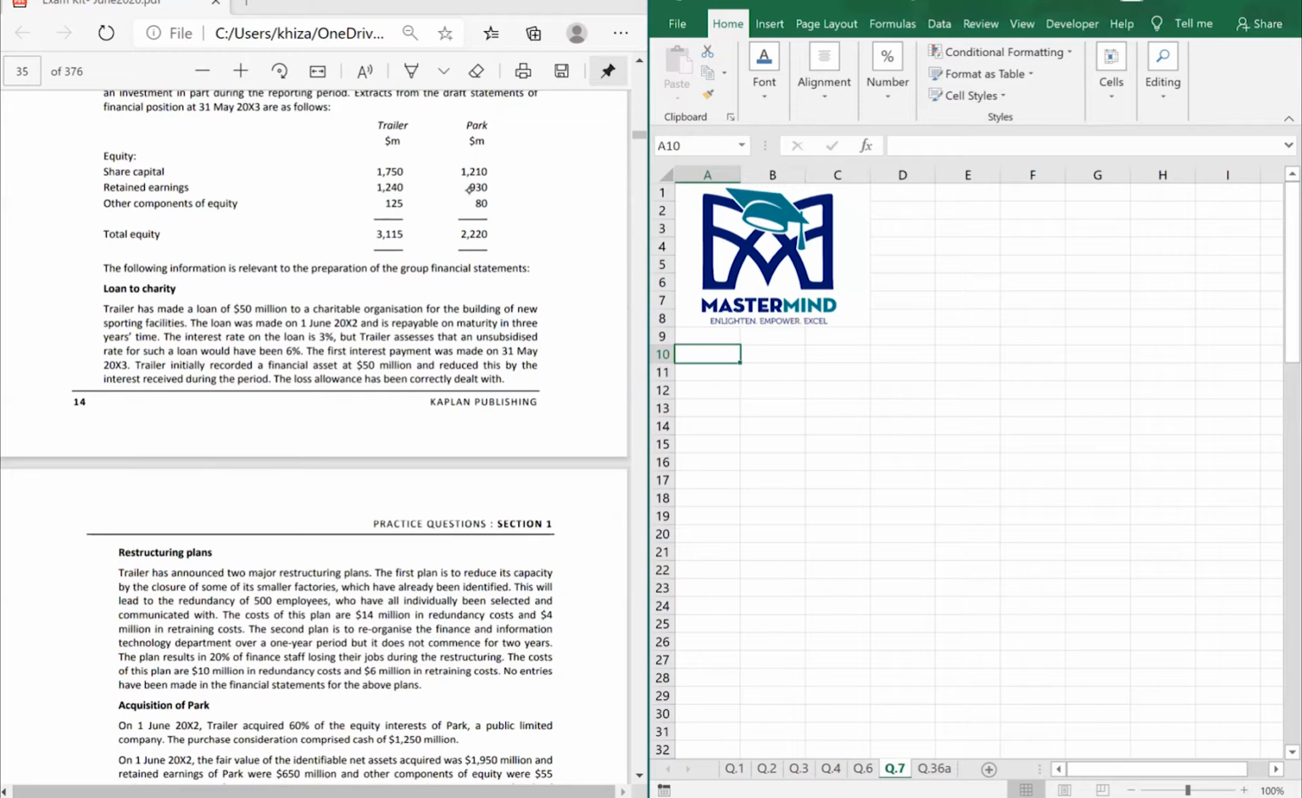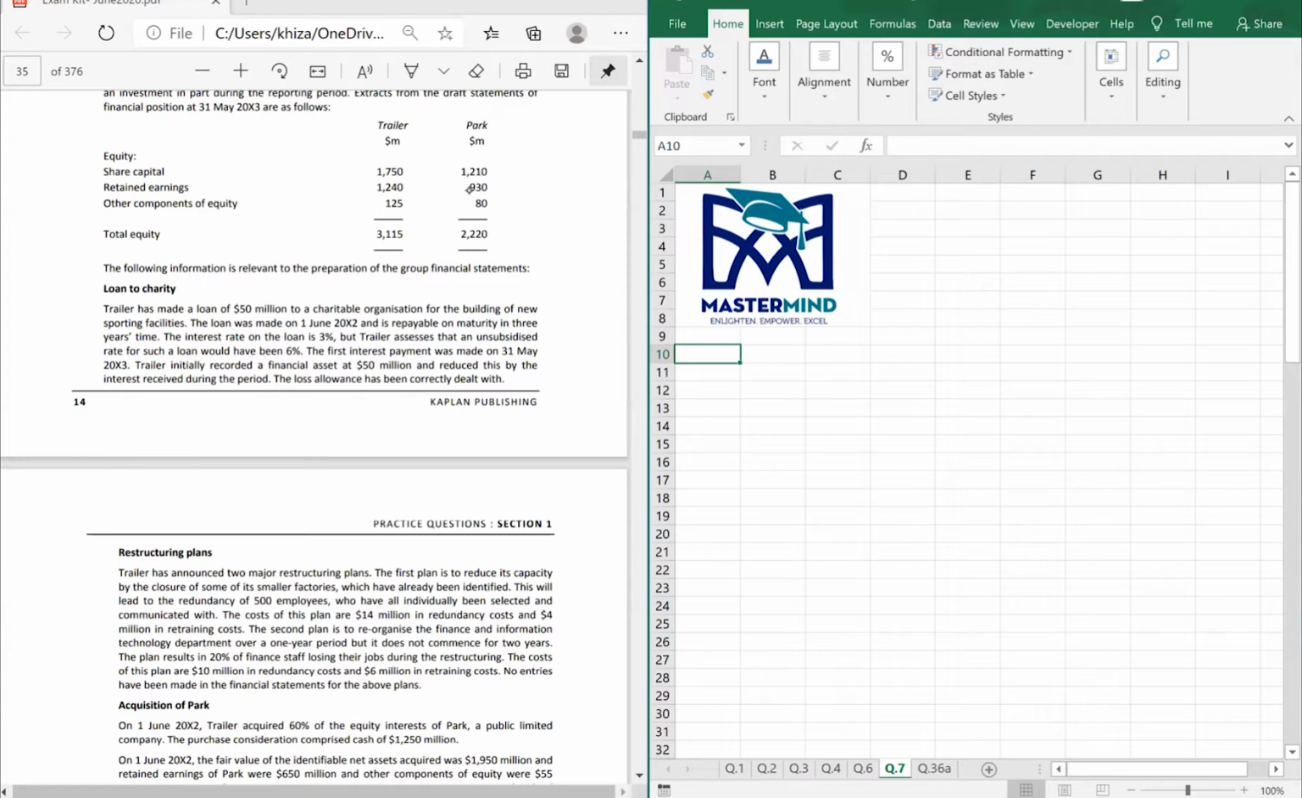All right. So the interest rate on the loan is 3%, but Trailer assesses that an unsubsidized rate for such a loan would have been 6%. So I'm giving out $50 million to a charitable organization, and I'm giving it to them at 3%, right? If, for example, this loan would have been to a private school or some other kind of private institution, I would have gotten 6% on it. But I'm subsidizing 3% for this charitable organization, right?